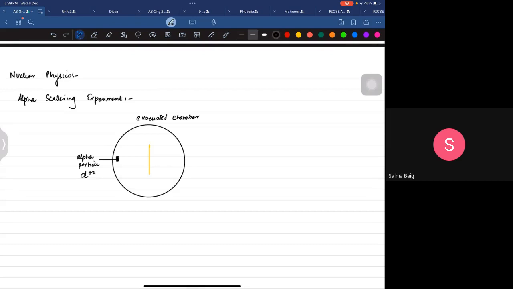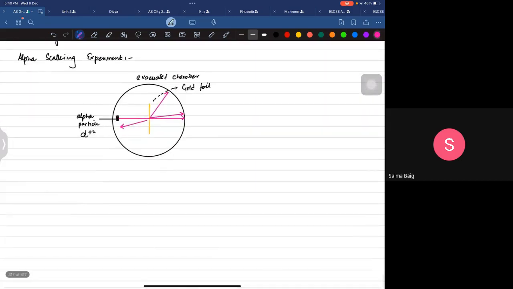So then this gets the gold foil, and now let's have a look. When alpha particles were emitted, most of them either went straight like this, or they went at very small angles like that. Some of them deflected at large angles, and some just went back, very few actually. So we need to see what is happening in this one. First of all, we'd write in a table: deflection, then observation, and then conclusion.